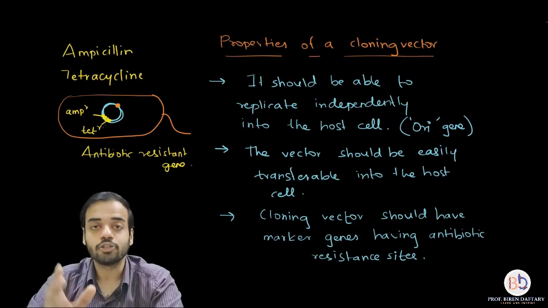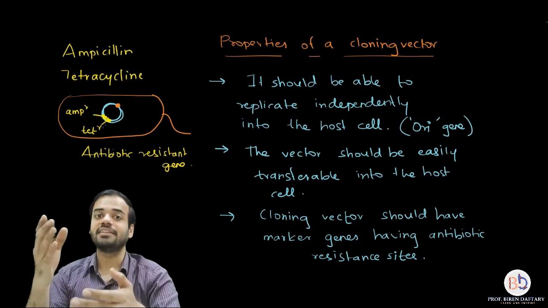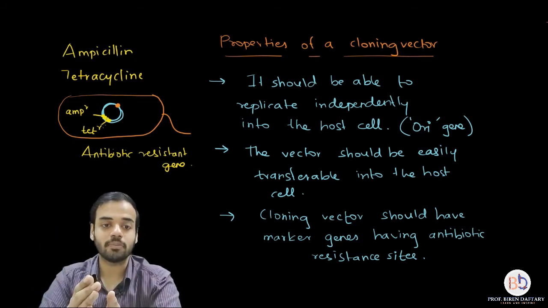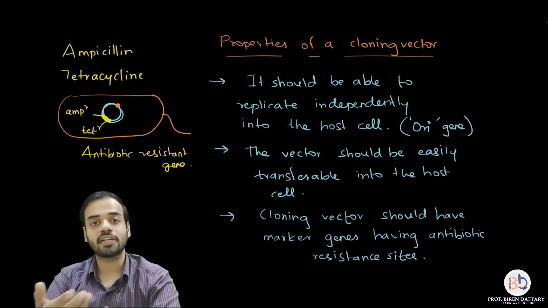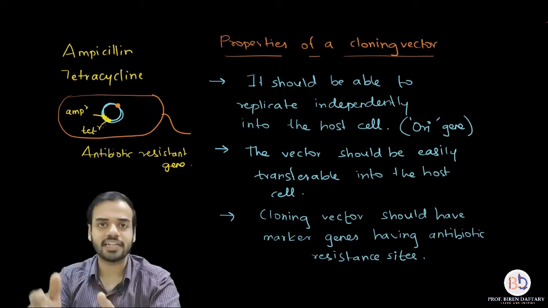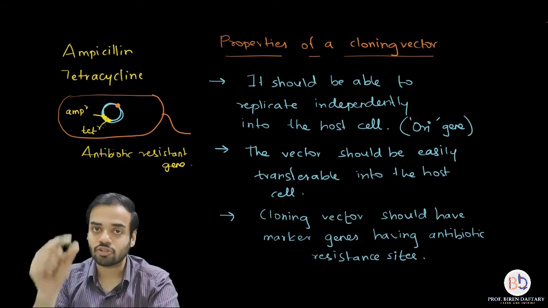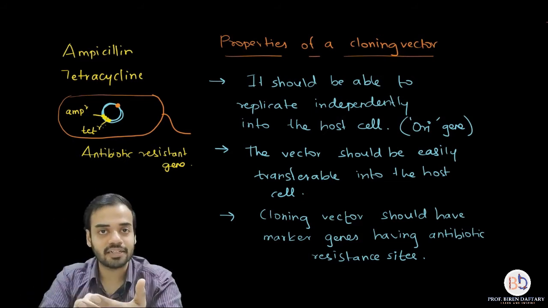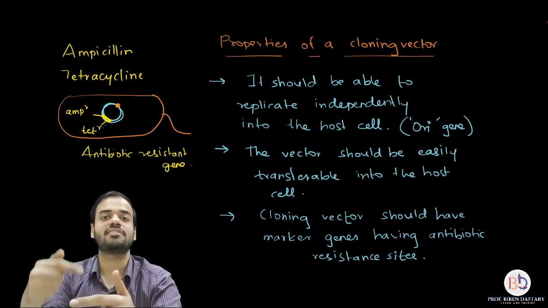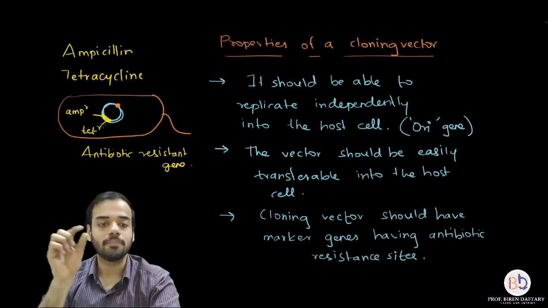Is this clear? So normally these marker genes which you are using to identify the vectors also have antibiotic resistant properties. So please remember that. If this cloning vector is removed from the bacterium and you add ampicillin or tetracycline or any other antibiotic, that bacterium will be killed. However, if you add the cloning vector, each cloning vector will have a marker gene which is also the antibiotic resistant site, and whichever antibiotic resistant site is present, from that antibiotic the bacteria will be saved because of those genes.